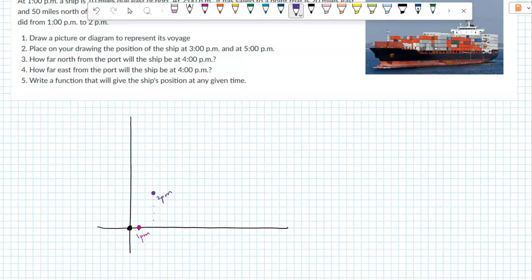All right, so we can kind of see what's going on. We know what's happening at 1 p.m. We know what's happening at 2 p.m. And we're told to replicate this pattern, that the ship is going to continue traveling in the same way as we go along. So at 3 o'clock, we can figure out where we would be. We would again be 20 miles east and 50 miles north. That would be at 3 p.m. And then at 4 p.m., same thing, 1, 2, 3, 4, 5. And then at 5 p.m., 1, 2, 3, 4, 5.